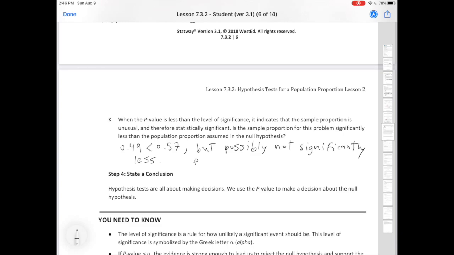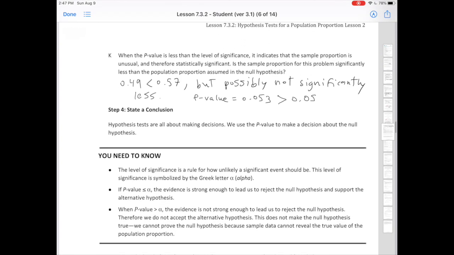So what's the key here? The key is to look at the p-value. The p-value is 0.053. And is that smaller than the level of significance? Well, the level of significance is 5%, which is 0.05. Is this smaller or bigger than 0.05? It is bigger. So it is not significant. So we're going to keep going here, and we're going to talk about this more.